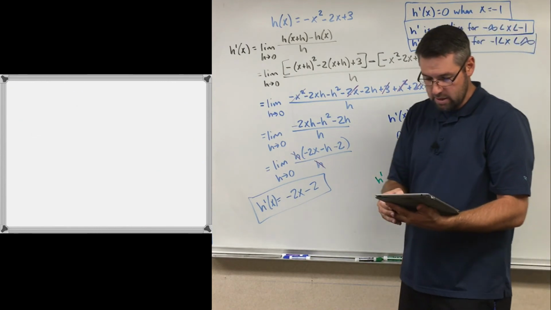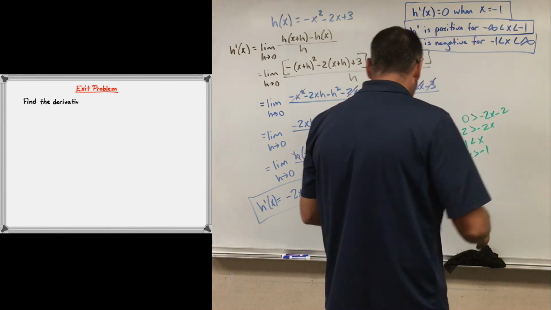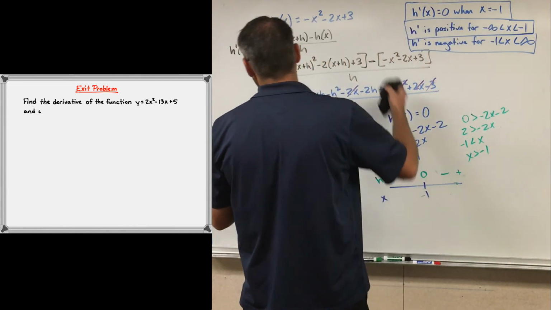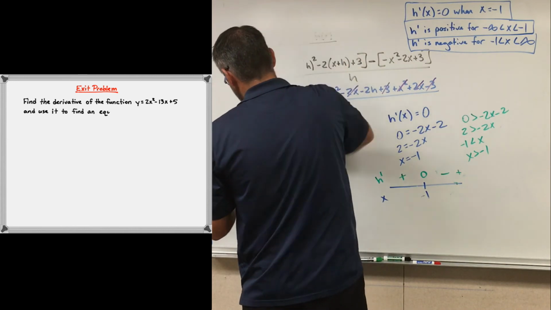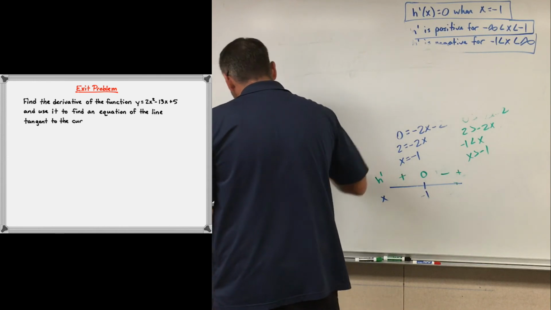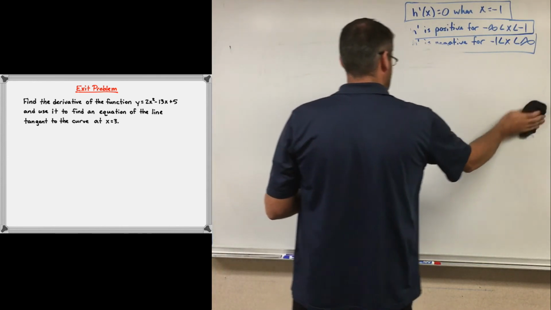All right, let's go ahead and take a look at one last exit problem here. It says find the derivative of the function y equals 2x squared minus 13x plus 5 and use it to find an equation of the line tangent to the curve at x equals 3.